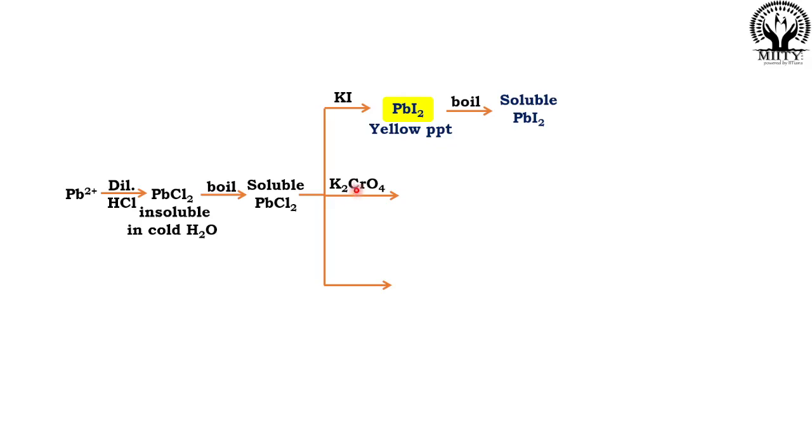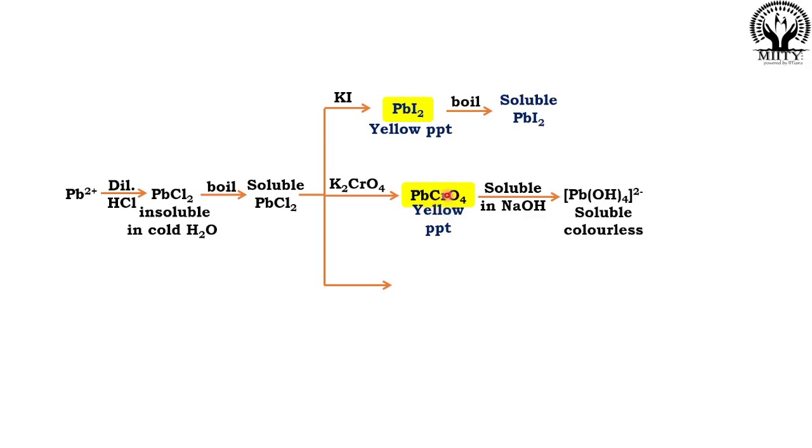To the second part, we add potassium chromate. It forms yellow PPT of lead chromate. When we add dilute NaOH, this yellow PPT is soluble in NaOH because of the formation of a soluble complex, tetrahydroxoplumbate. It is a soluble complex and it is colorless.